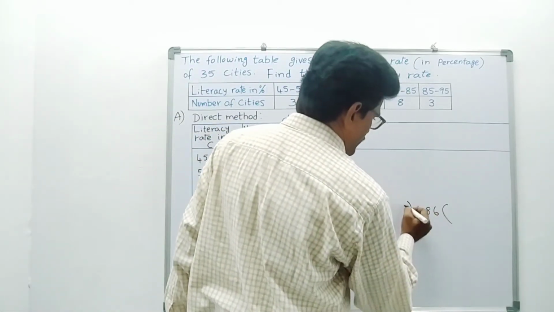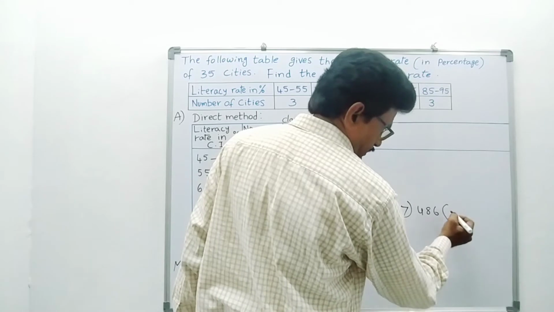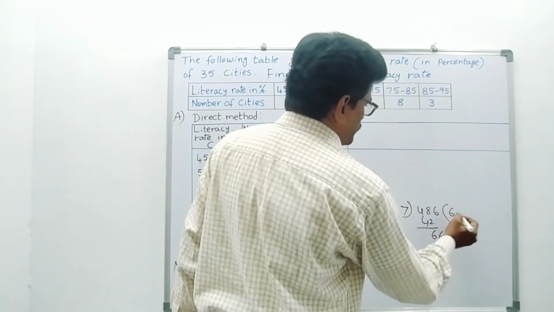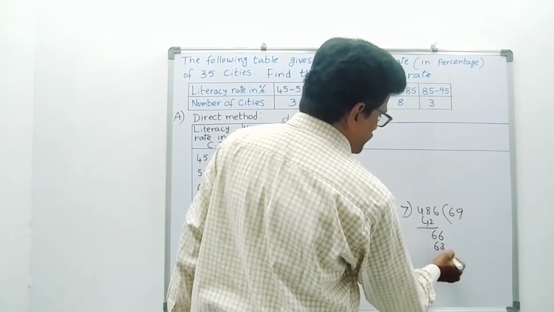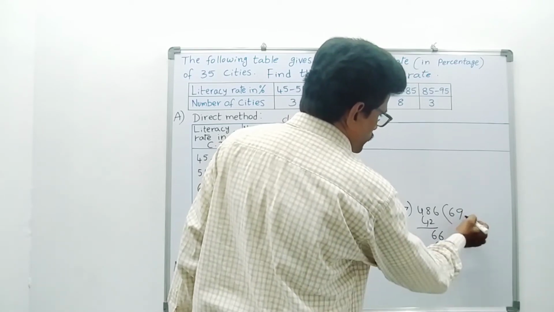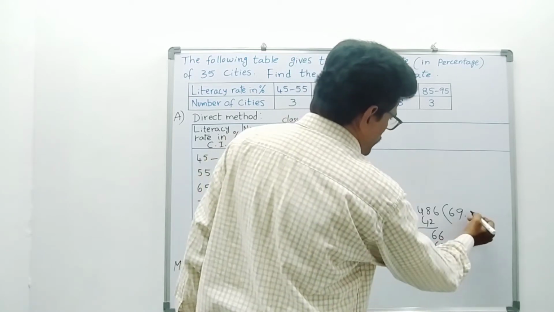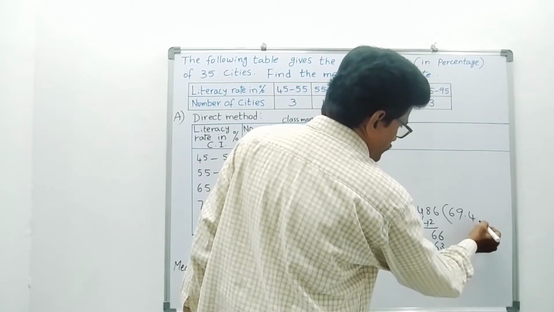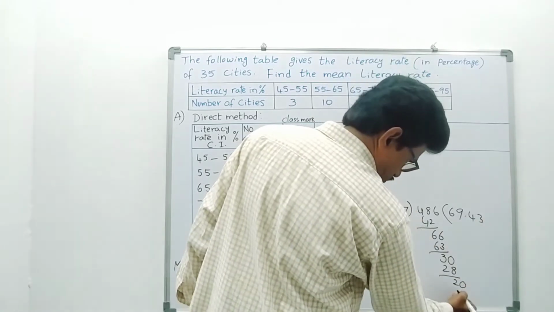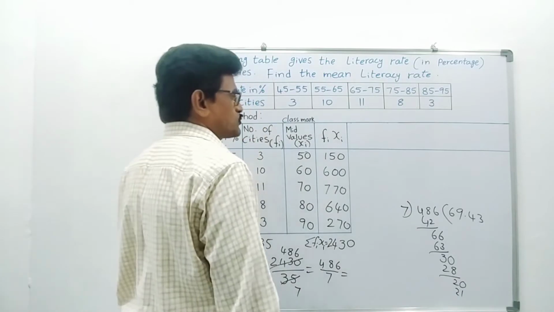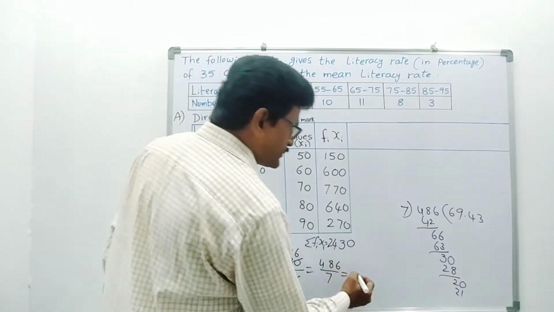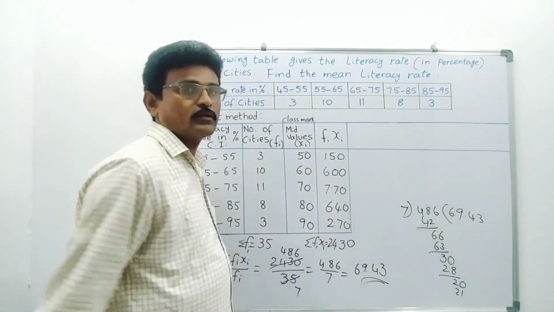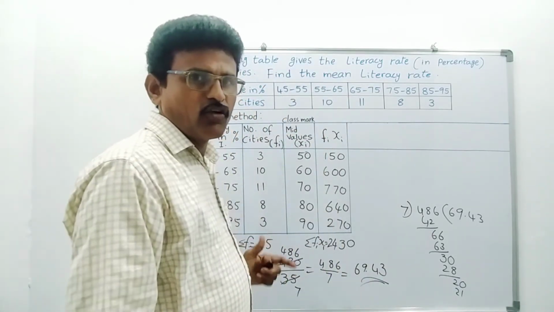486 by 7. 7 7s are 49, 7 6s are only 42. 6 6, 7 9s are 63. Take 0 here, we put a point. Now 7 4s are 28. Now 2, take 0 again. 7 3s are nearly 21. Okay, it is nearly 7 3. So how much are we getting here? The mean is 69.43. Right? This is the direct method, a very simple method.